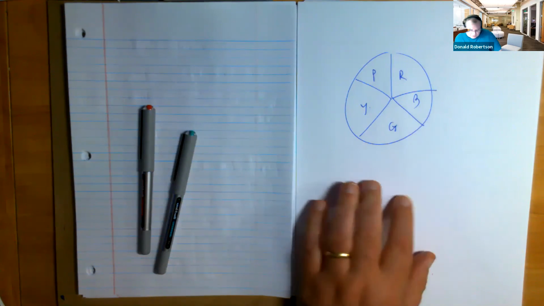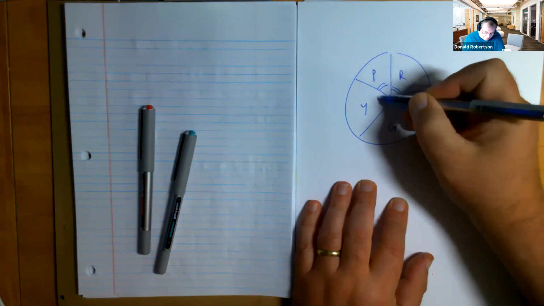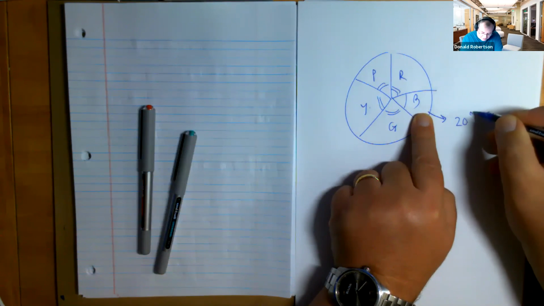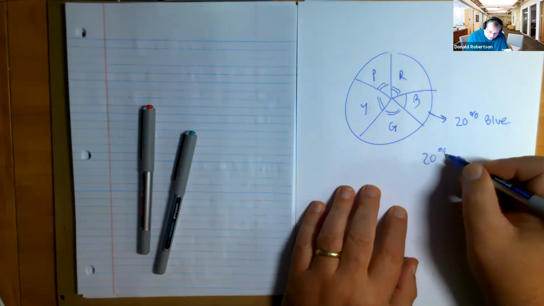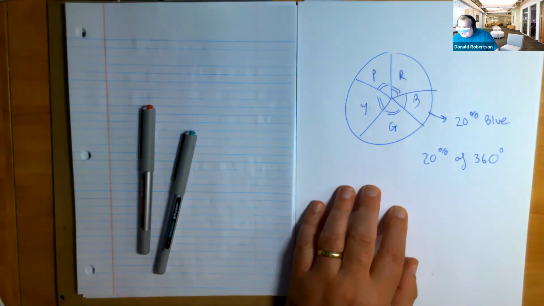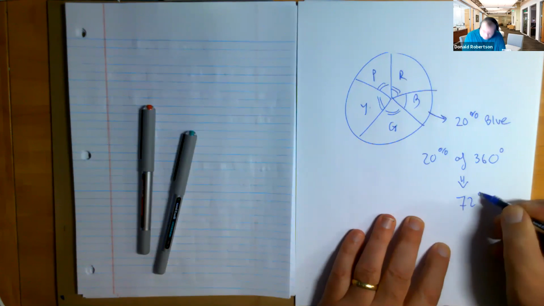So you can imagine this piece of the pie is the kids that like blue, and this piece is red, and this is purple, and this is yellow, and this is green. And they are horrendously difficult to draw correctly. What you do is, let's pretend, just for argument's sake, that 20% of the kids like blue, right? So I did a different survey. What you then have to do is find 20% of a complete circle, which is 360 degrees. And 20% of 360 degrees, I believe, is 72 degrees.